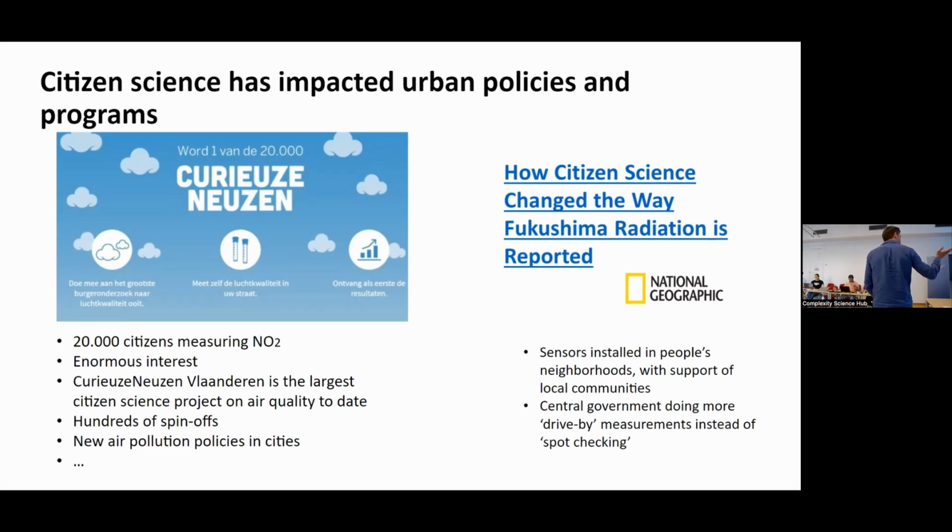So the central government has actually begun doing that. They're doing mobile measurements across the country rather than just using the fixed ones, right? At least that's the claim being made in this article in National Geographic. But so there's some kind of impact. I could go on about this because this is not an exhaustive list.